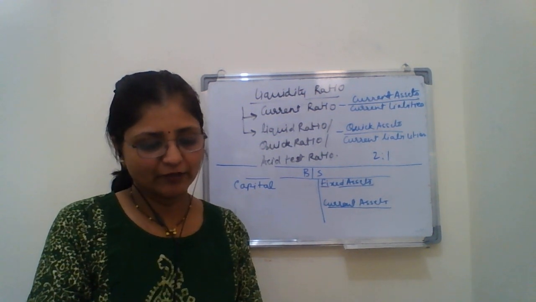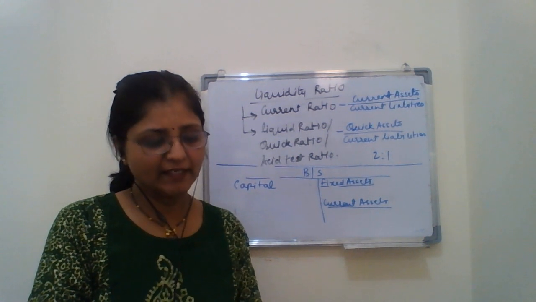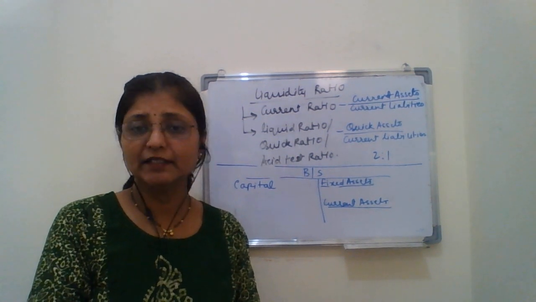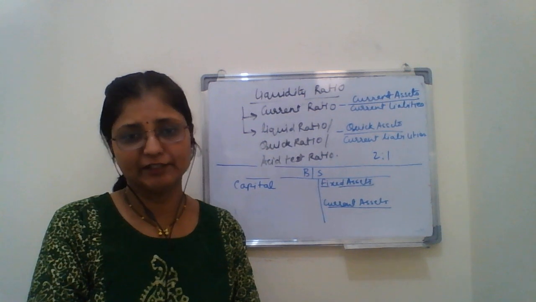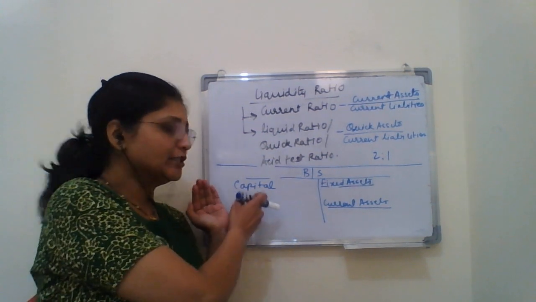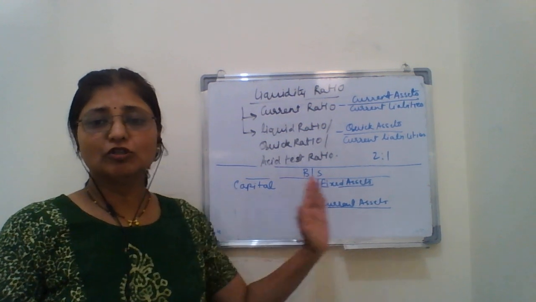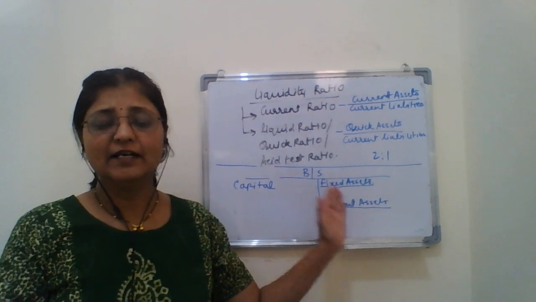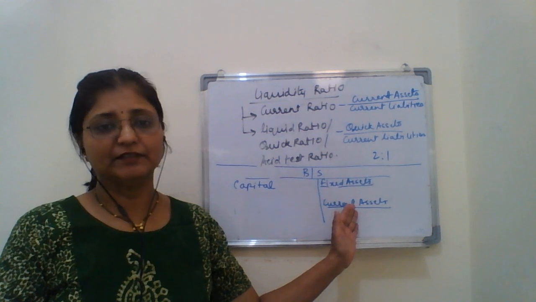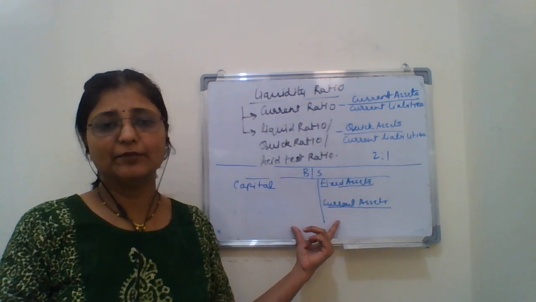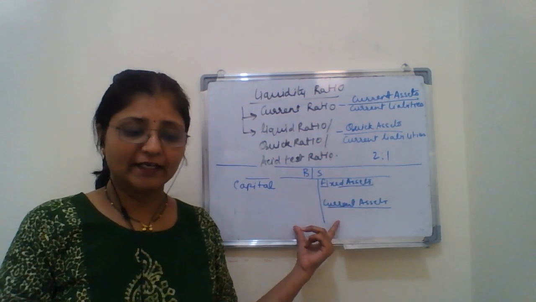The objective of calculating the current ratio is to assess the ability of the enterprise to meet its short-term financial obligations. So for meeting all these short-term liabilities, short-term debts, whether the short-term assets are sufficient for the enterprise. So this is the aim of calculating this current ratio.